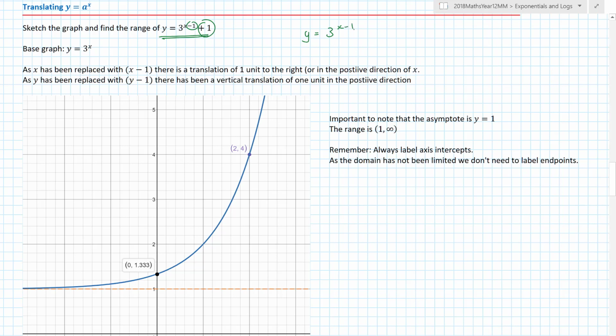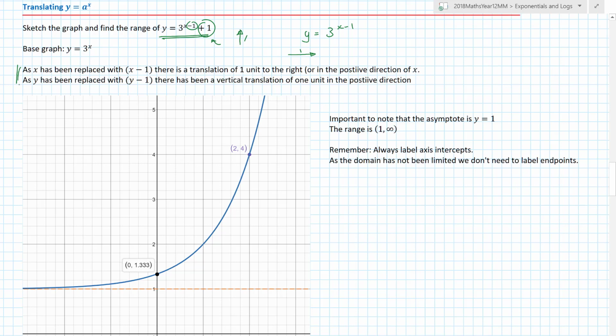Because this is by the x, or inside the x, then it actually is a horizontal translation in the direction opposite to what you're expecting. So first things first, it's going to move that way 1 unit. And this plus 1 here is a y translation, so we should move 1 unit up. If you're interested, there we go.